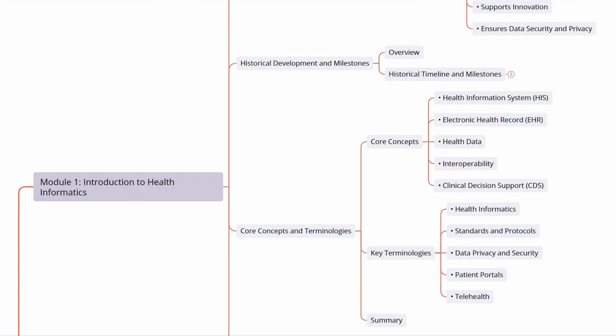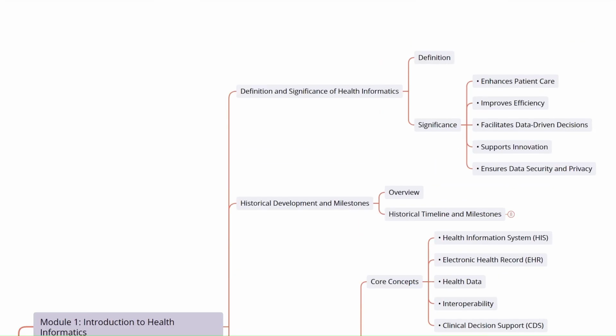We will review each of the modules and subtopics covered in this course. Module 1, Introduction to Health Informatics. Beginning with the essentials, this module introduces the definition and significance of health informatics. As a multidisciplinary field, health informatics brings together computer science, information science, and healthcare to manage and process healthcare data, ensuring its efficient use for clinical and administrative decision making.